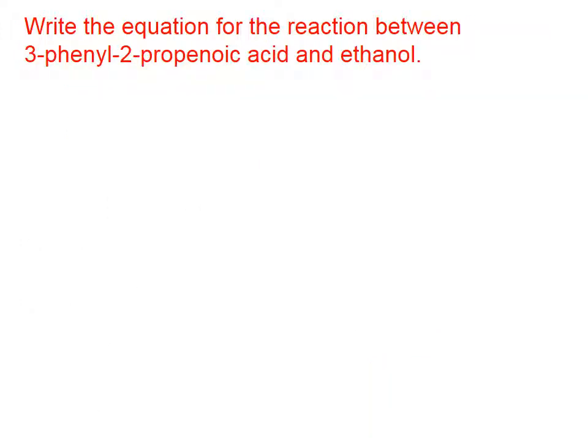Let's try another one. Write the equation for the reaction between 3-phenyl-2-propenoic acid and ethanol. That first one looks like a bugger, so let's write the structure for ethanol first, and then let's see if we can break down this 3-phenyl-2-propenoic acid. It says oic acid on it, so it looks to me like we're going to have this structure at the end of the molecule, C double bonded to an O and then attached to the OH. That's called a carboxyl group.